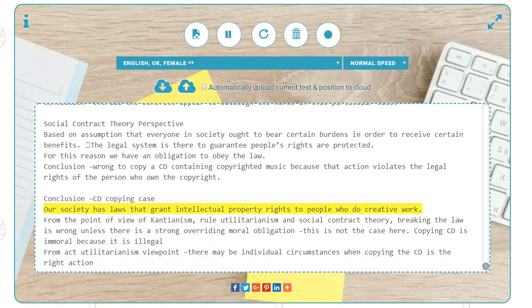Conclusion: CD copying case. Our society has laws that grant intellectual property rights to people who do creative work. From the point of view of Kantianism, rule utilitarianism and social contract theory, breaking the law is wrong unless there is a strong overriding moral obligation. This is not the case here. Copying a CD is immoral because it is illegal. From the act utilitarianism viewpoint, there may be individual circumstances when copying the CD is the right action.